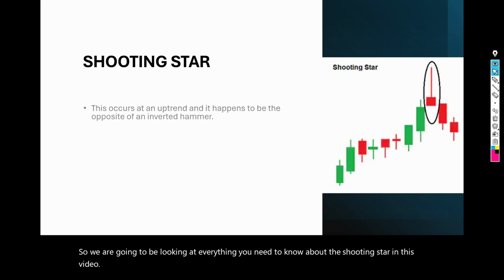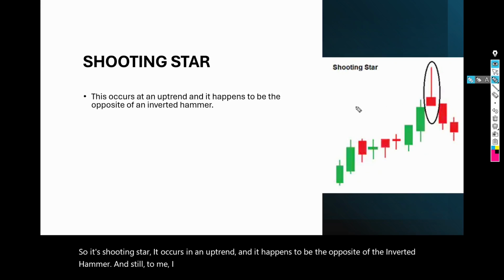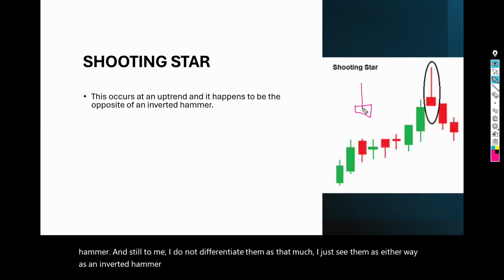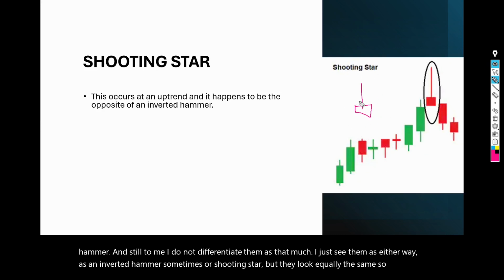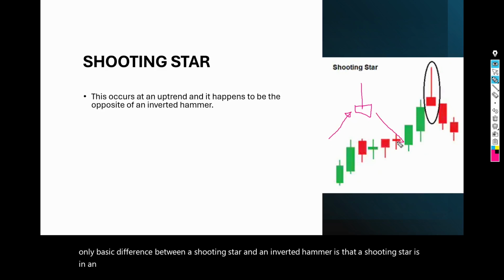So the shooting star occurs in an uptrend and it happens to be the opposite of the inverted hammer. And still, to me, I do not differentiate them that much. I just see them as either an inverted hammer sometimes or a shooting star, but they look equally the same. The only basic difference between a shooting star and an inverted hammer is that a shooting star is in an uptrend while an inverted hammer occurs in a downtrend. Okay.